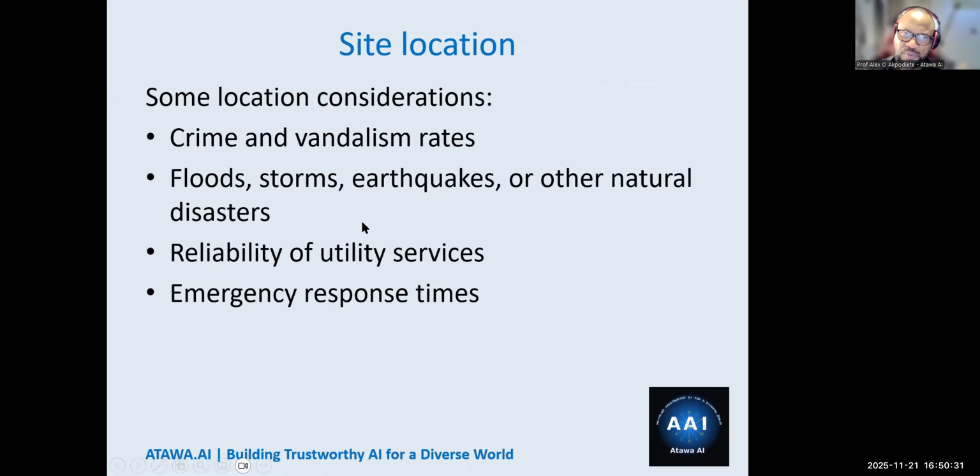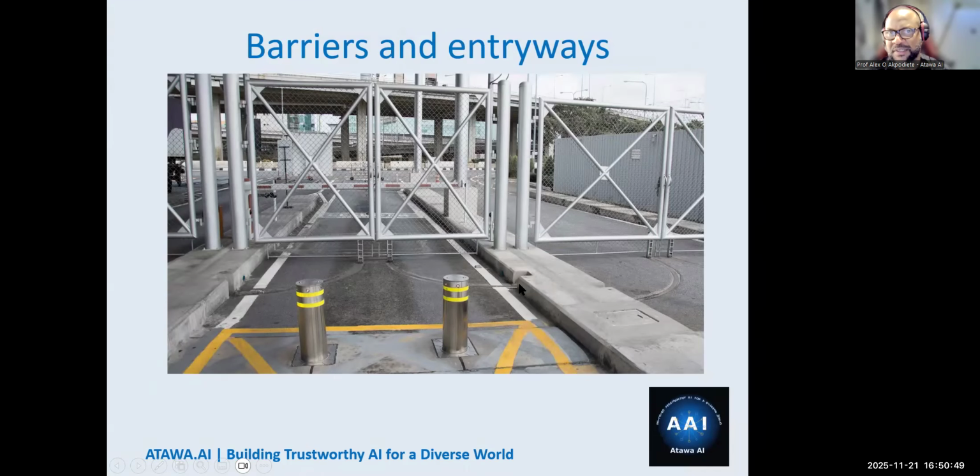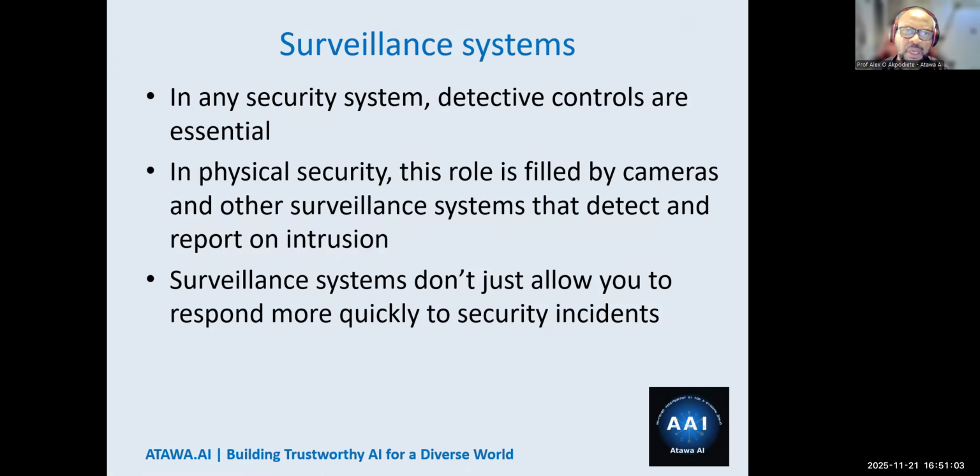Some of the considerations would be crime and vandalism rate. In some parts of the world, like the US, you have to be careful where you locate this data. Storms, earthquakes, natural disasters, reliability of utility services, and even emergency response time. If you were to have a fire, how long will it take the team to get there? Some places have barriers rising from the ground, not just a bullet, but barriers and entryways with security to prevent somebody from ramming into your building, right?